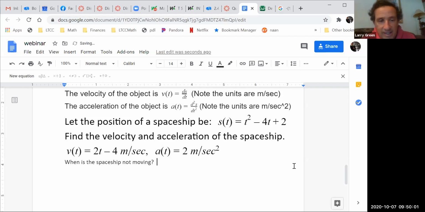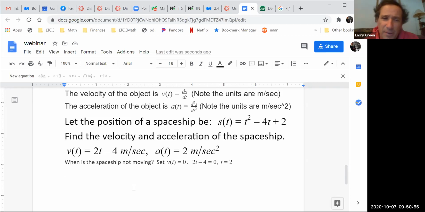So the idea here is we set v of t to be equal to 0. And I could do that in my head, 2t minus 4 equals 0, but let me write it out. So t equals 2. So at 2 seconds, it's not moving. Before it's moving and after it's moving. And in fact, it's always moving besides that 2 seconds at which it stops. So that's the time at which you want to jump out of the ship or enter the ship. Any questions on this example? Any questions?